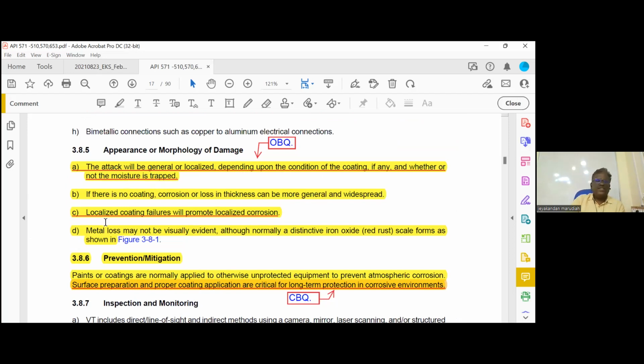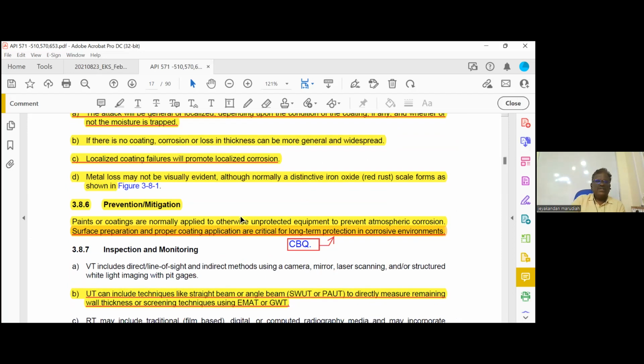3.8.5 A and C also highlight. Localized coating failures will promote localized corrosion. So if there is a coating, but there is a failure in some area, that will promote localized corrosion. Highlight the C. Prevention. So how to prevent it?